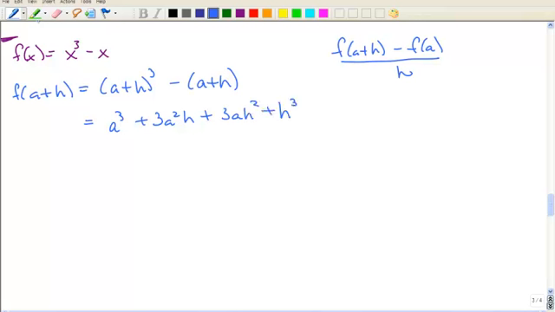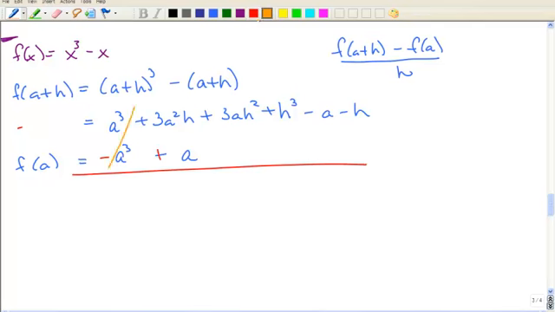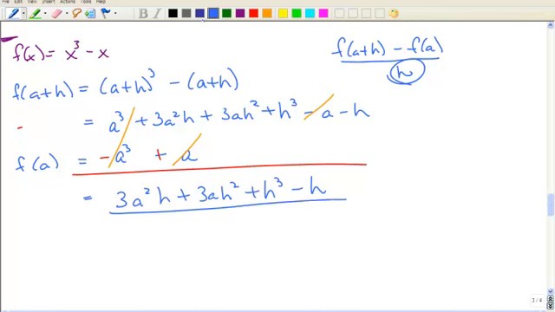But that's what happens if you cube that out, and then I want to distribute the minus sign. Okay, so now I have f of a, and remember we're just replacing x with a. And now I'm going to subtract it, so I'm going to change all the signs and look at it vertically. And the last step is to divide by h.